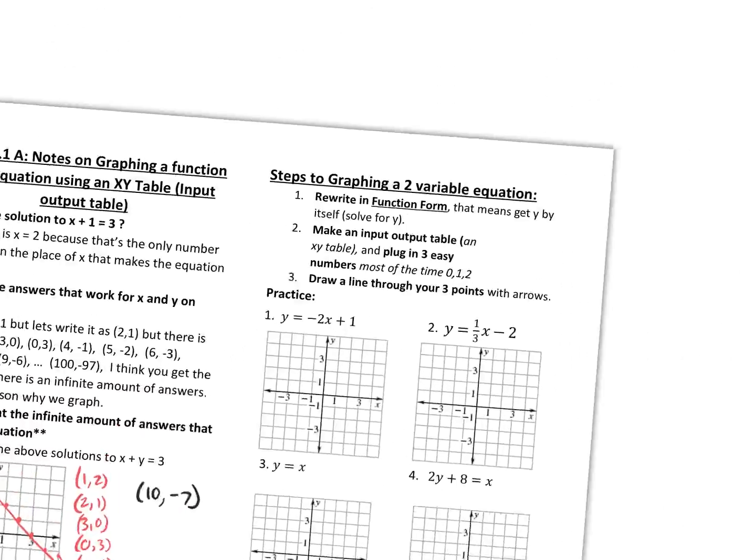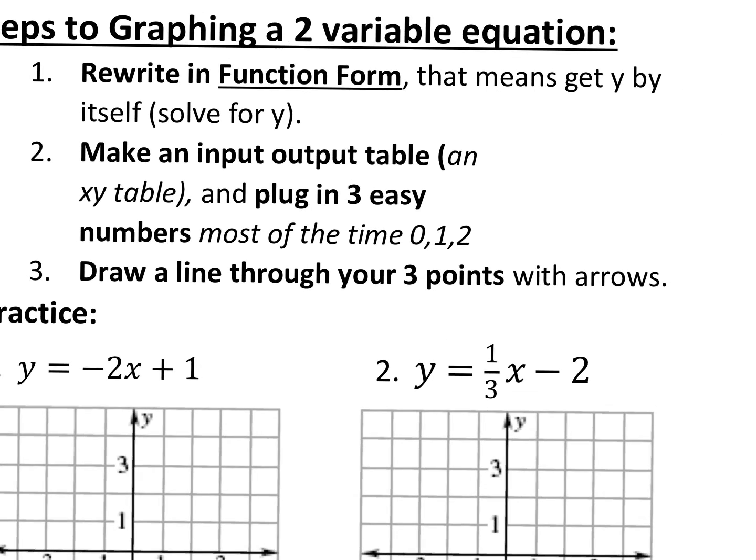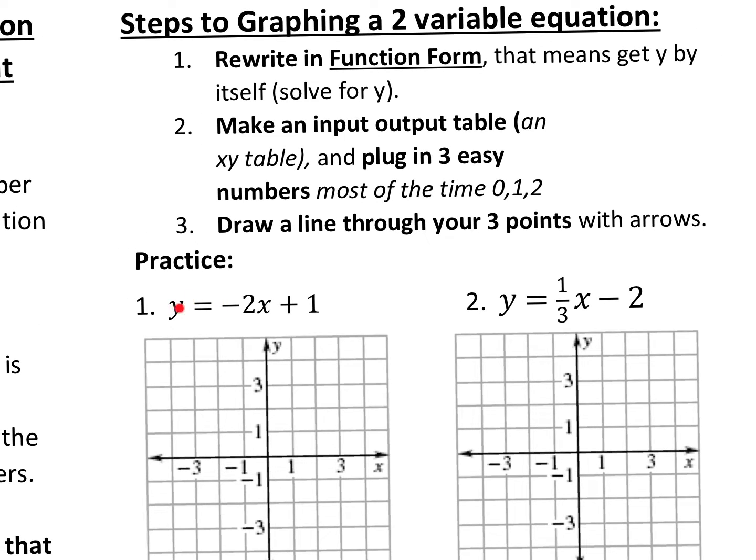Anyway, up here we have our steps to graphing a 2-variable equation with this function form, right? Step 1 is to rewrite in function form. That means get y by itself. So a lot of these will already be done for you. If we look at this guy, it's already in function form. Y is already by itself, so you don't have to do anything for step 1.